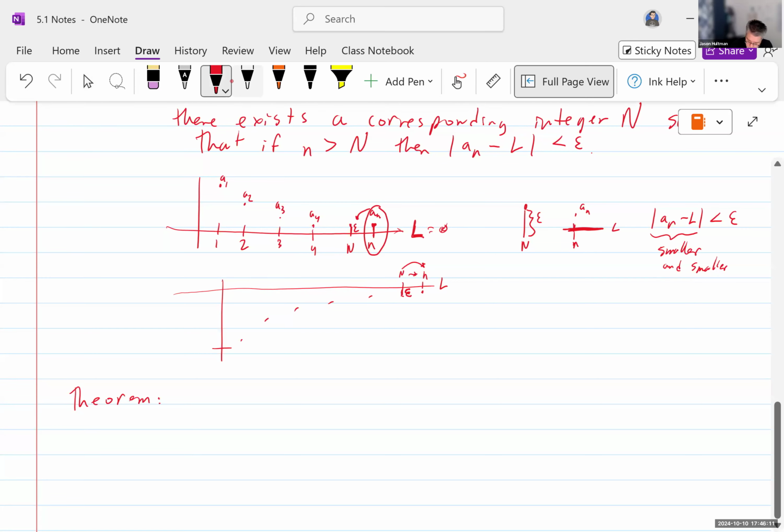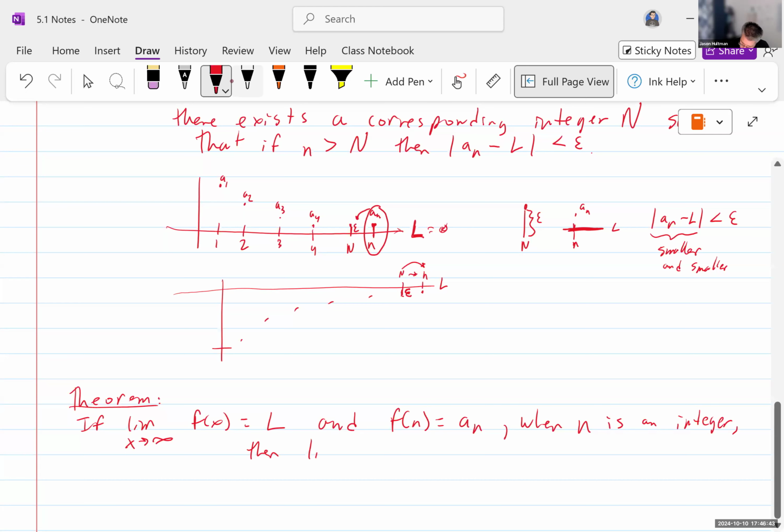Okay, theorem. If the limit as x goes to infinity of f of x is equal to L, and f of n is equal to a sub n when n is an integer, then we say the limit as n goes to infinity of a sub n is equal to L.